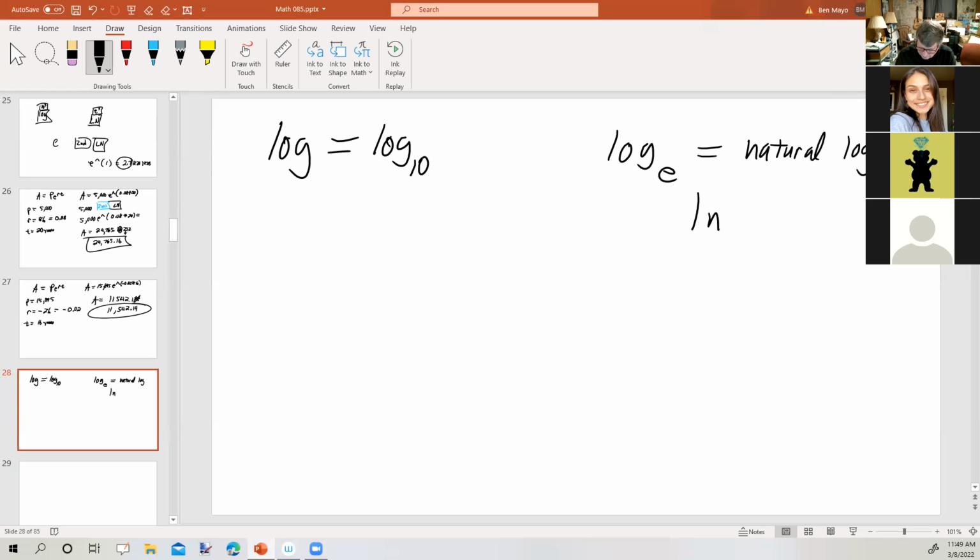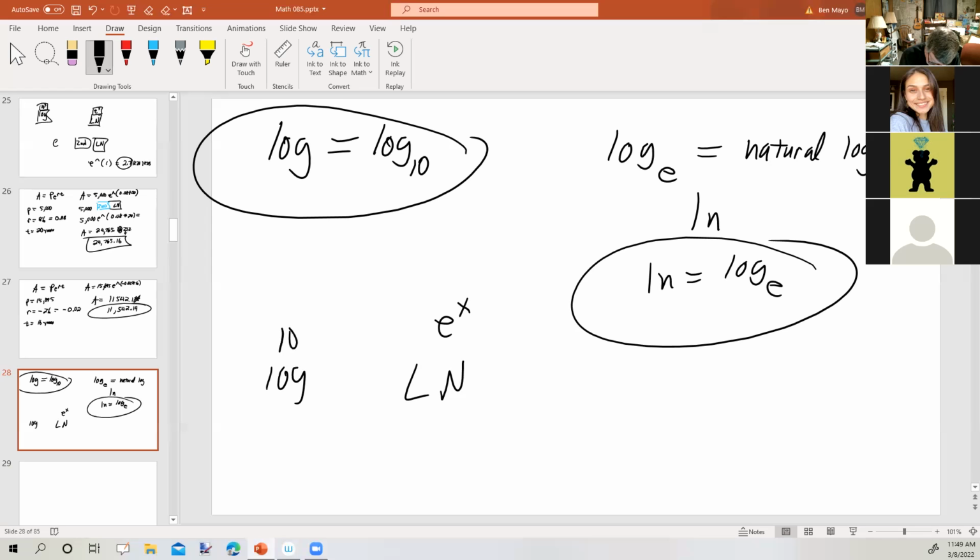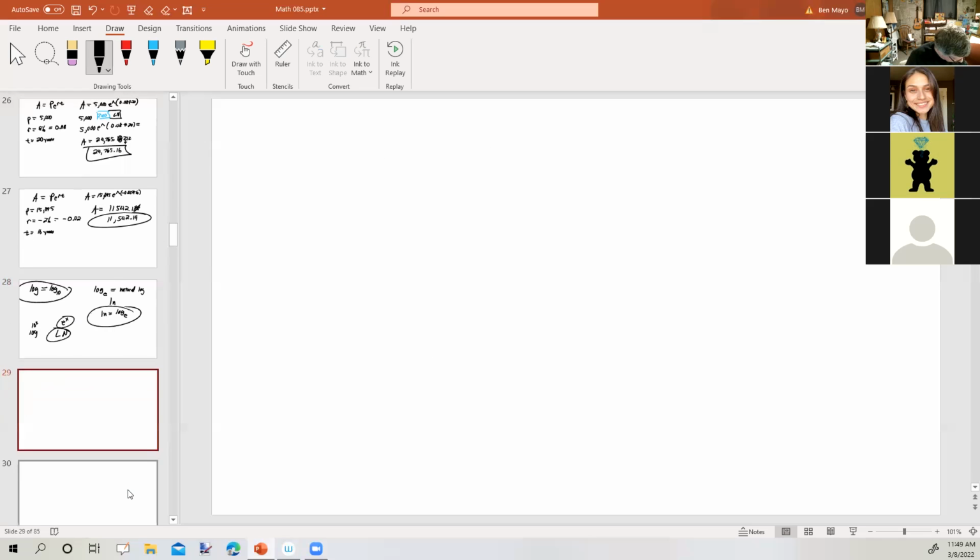I don't know why it's not LNL, but anyway, LN equals log base e. So you need to know this and you need to know that. Again, on your calculator, this button has e to the x as a second function, just like this button has 10 to the x. So that second function should remind you what that is. Okay. All right.